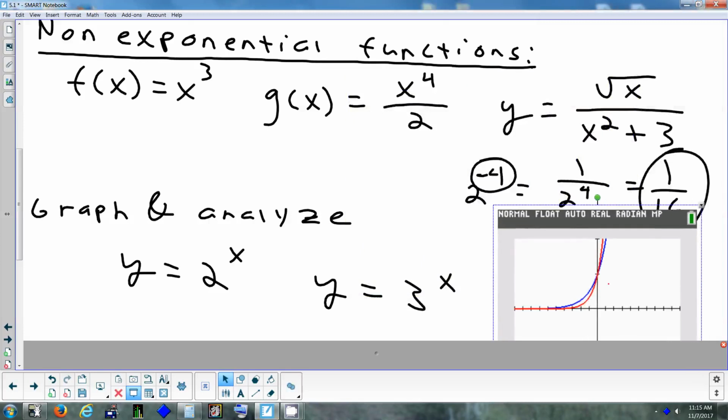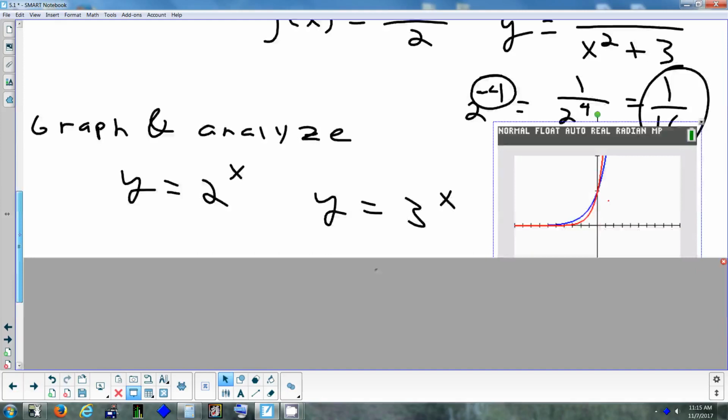So both graphs cross at the point (0, 1). In fact, every exponential function goes through the point (0, 1), because anything to the 0 power is what number? Yep, 1. The only way it wouldn't do that is if you took the graph and shifted it, okay, which you can do. Shift it up, down, left, or right. But basic exponential graphs always go through the point (0, 1).